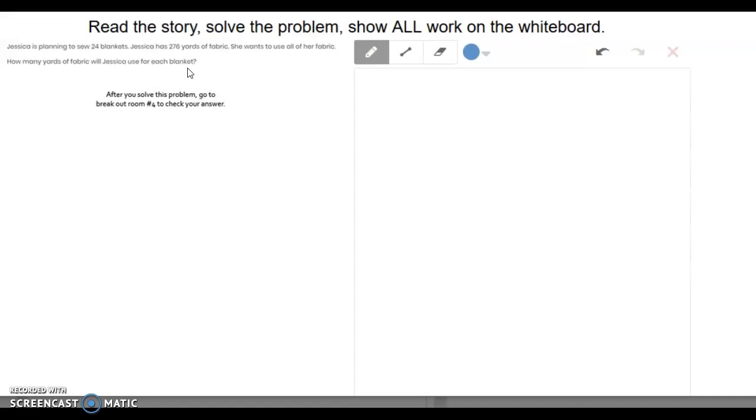So we need to set up a problem that shows that Jessica has 276 yards of fabric and she wants to divide that fabric up amongst 24 blankets. Okay, that'll tell us how many yards each blanket is going to be. So let's set up a division problem. Our 276 yards is going to be our dividend. And our 24 blankets will be our divisor. And we'll go from there.